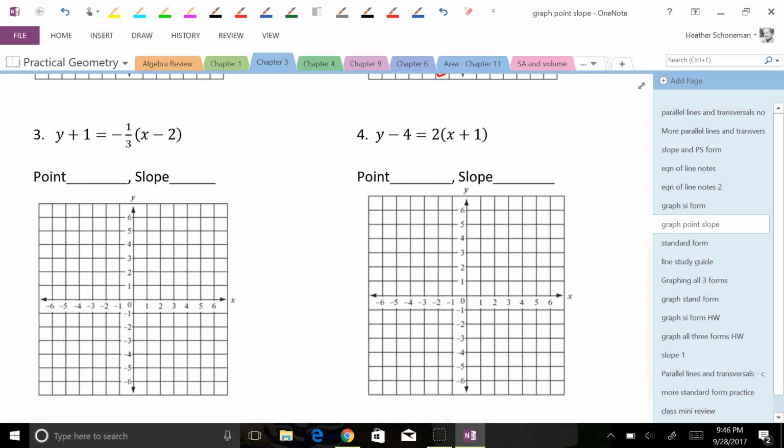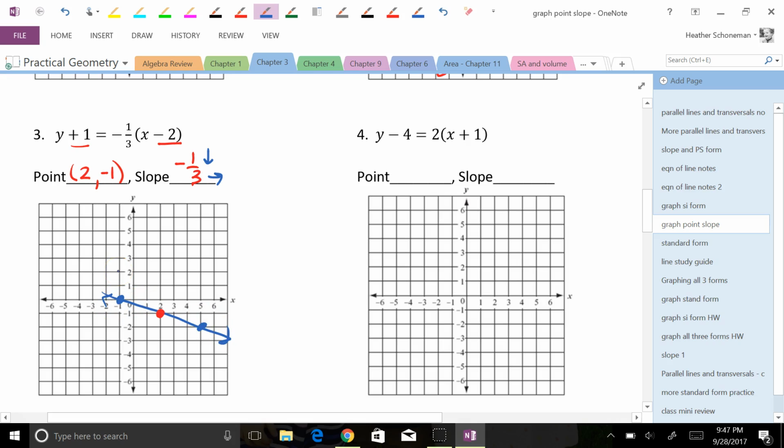Number 3. Again, the slope is the number in front of the parentheses, negative 1/3. The point is the opposite of what's with the x, positive 2, and the opposite of what's over here, which is negative 1. Then go to 2, negative 1. Then using our slope, which is a negative rise, so that's down, and a positive run, so that's to the right. So down and to the right, and up and to the left.